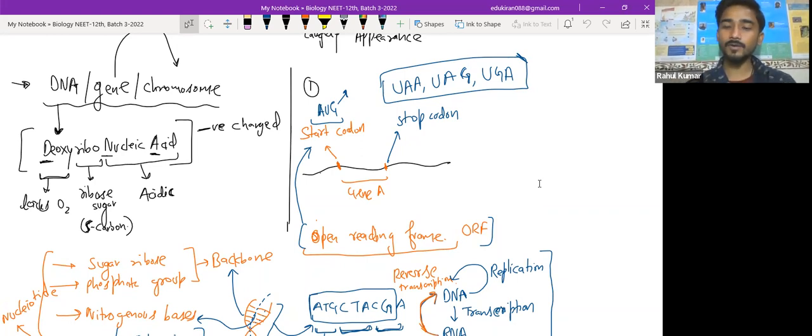So DNA is the genetic material, right? It itself is a molecule which is called genetic material, and it is a very long molecule. It's like a long thread. Remember?